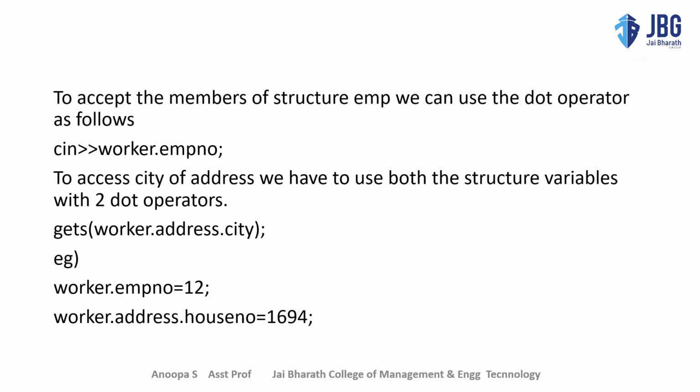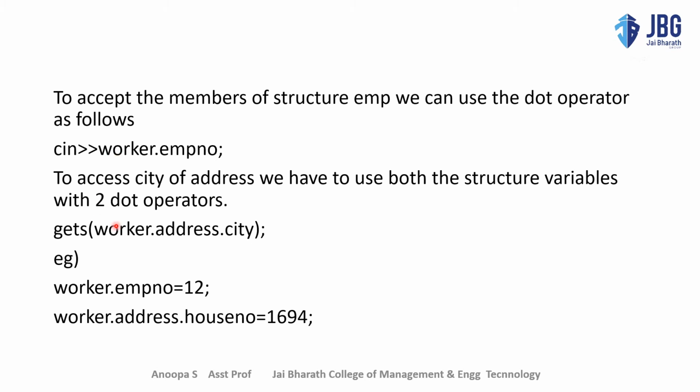Now to access the members of a nested structure, we can use the dot operator as follows. I have declared another structure variable worker at the end of the structure employee, right? So if I want to access the employee number, I use worker dot employee number. Now if I want to access city, I cannot give it directly as worker dot city.